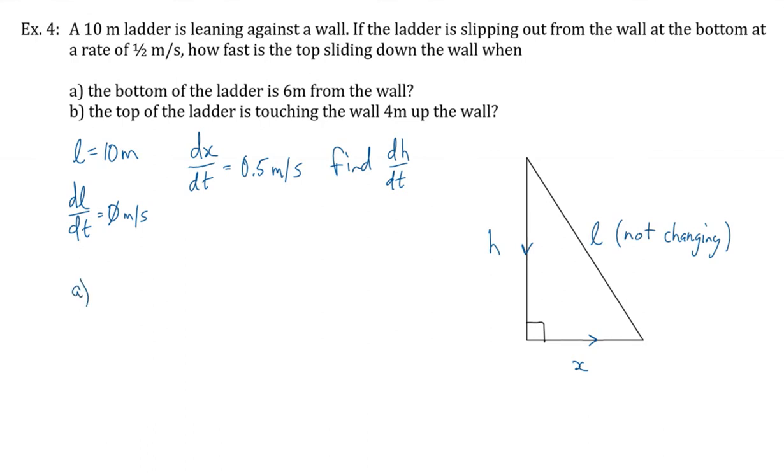For A, it tells me the bottom of the ladder is 6 meters from the wall, so that's telling me x is 6. When I take the derivative, I'm also going to need to know the value of h. I'm finding dh by dt. I've got L and dL by dt. I've got x and dx by dt. So I'm only missing one thing, which is h. So how am I going to find h? Again, Pythagorean Theorem. And again, this works out nicely to exactly 8.